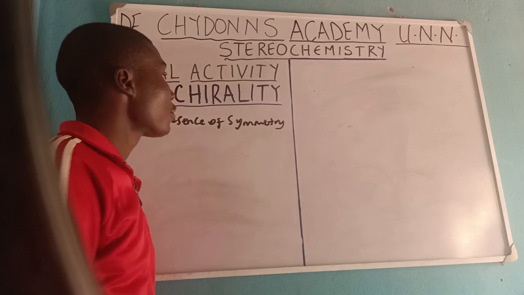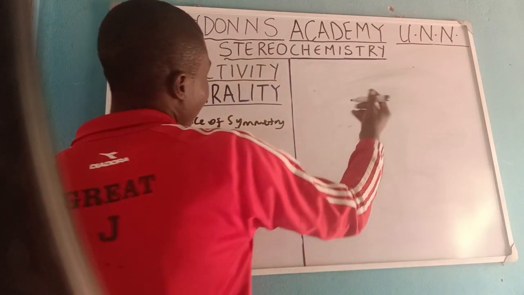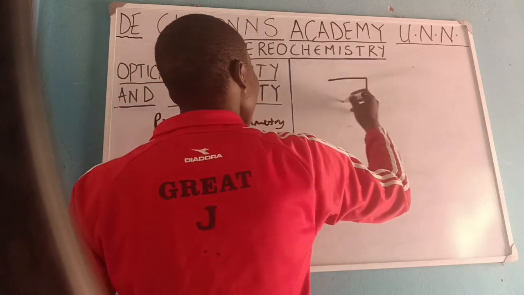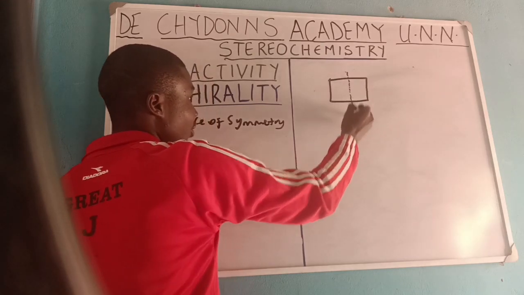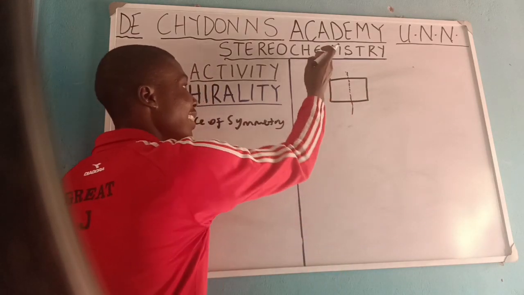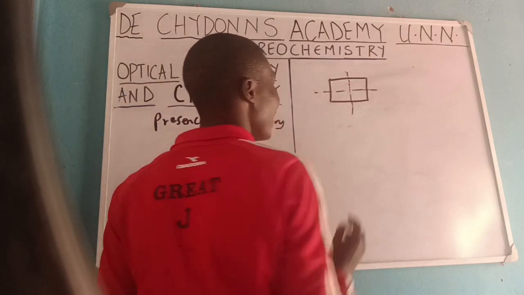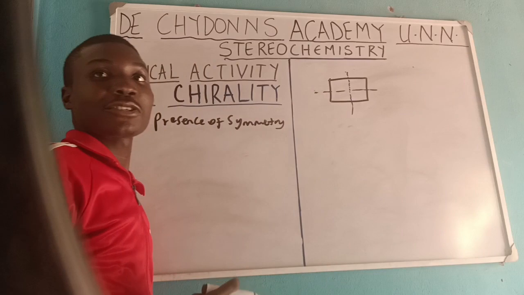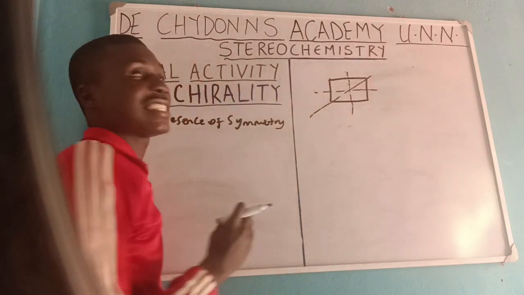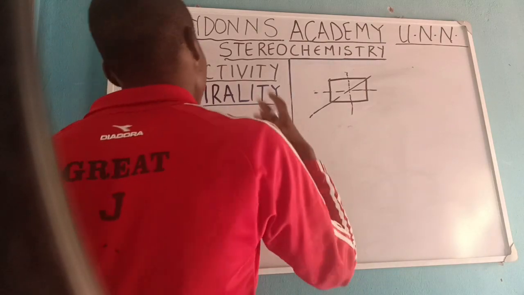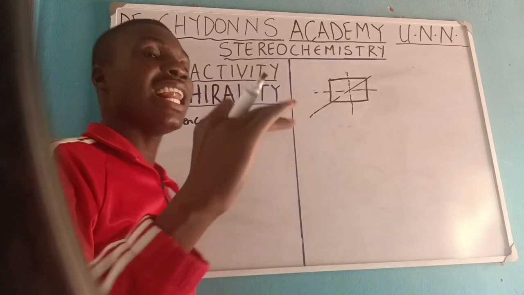So, for example, let's look at something like this. Let's assume that this is a square. Now you can say that there's a symmetry in this square because this side of the square is exactly the same as this particular side. You can say that there's a symmetry on this part because this side is exactly the same as the other side. I'm just trying to explain to you what symmetry is all about. So, presence of symmetry. Now there are three elements of symmetry.